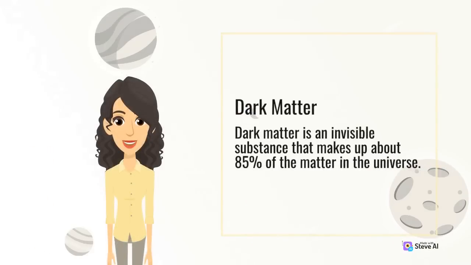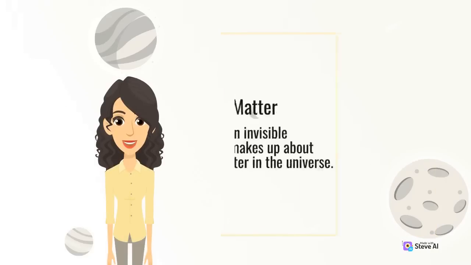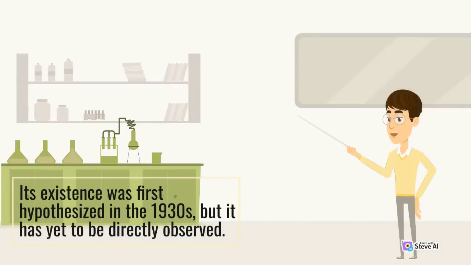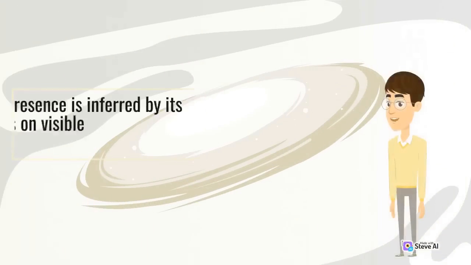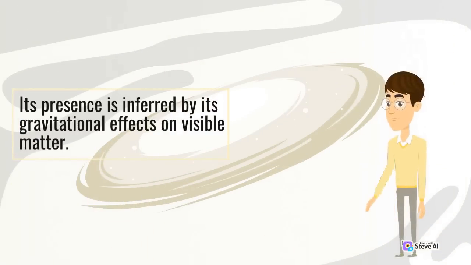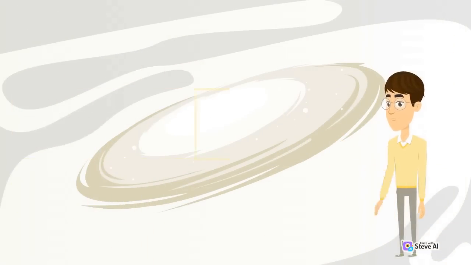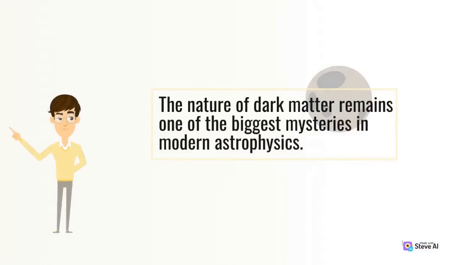Dark matter. Dark matter is an invisible substance that makes up about 85% of the matter in the universe. Its existence was first hypothesized in the 1930s, but it has yet to be directly observed. Its presence is inferred by its gravitational effects on visible matter. The nature of dark matter remains one of the biggest mysteries in modern astrophysics.